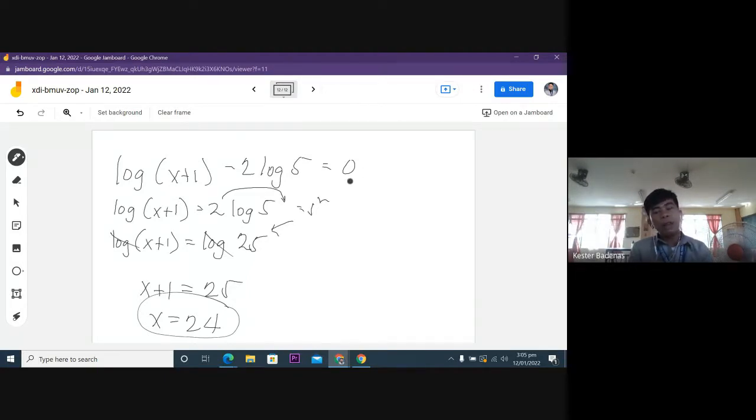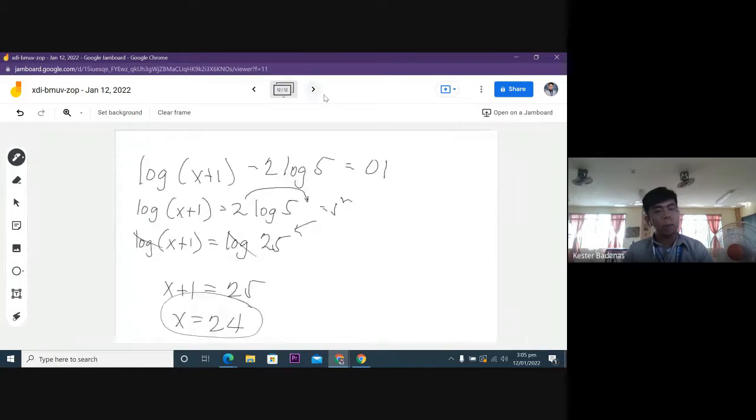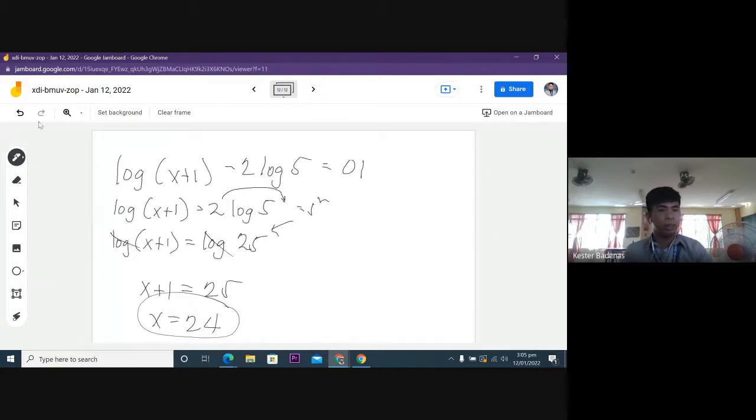Pero pag may number dito class, kunwari hindi siya 0, 1 yung nakalagay dito, abay kailangan niyo talagang gamitin yung power rule. Apply niyo na yung power rule, sorry, yung quotient rule, and yung all of the rules, kung ano man yun.